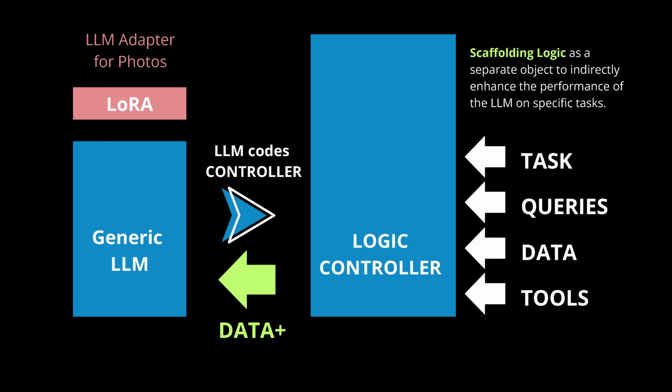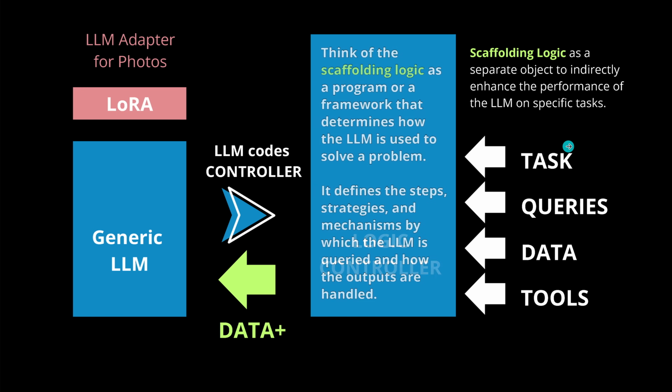So what we have now is here a scaffolding logic object, a code object if you want, as a separate object to indirectly enhance now the performance of our generic LLM on specific tasks. Why? Because imagine whatever comes in, the logic controller does something to the data, and then the real input here to our generic LLM is pre-selected, has already been pre-processed by a kind of a logic. The data and the task and everything has been already prepared in the optimal way for our LLM. Easy.